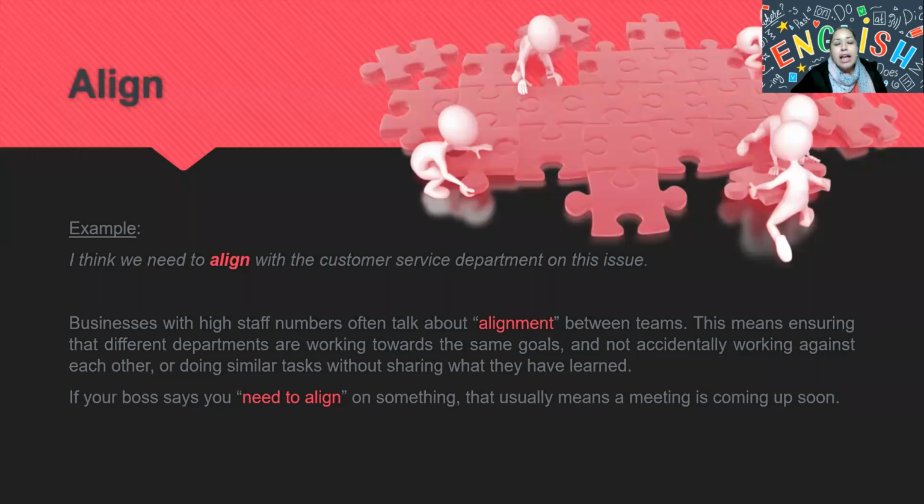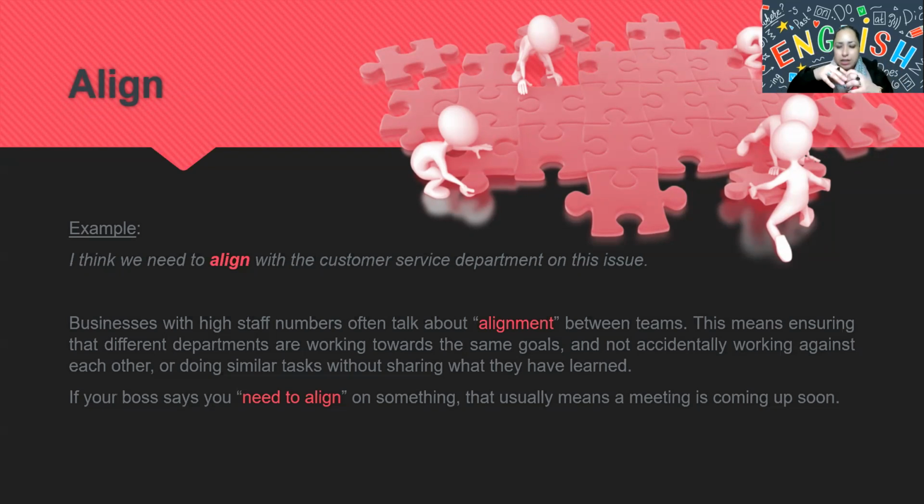All right, next one. Align. To align something. Let's see the example. I think we need to align with the customer service department on this issue. To align is actually to team, to pair with someone. Businesses with high staff numbers often talk about alignment between teams. This means ensuring that different departments are working towards the same goals and not accidentally working against each other or doing similar tasks without sharing what they have learned. It's about aligning, it's about working together.